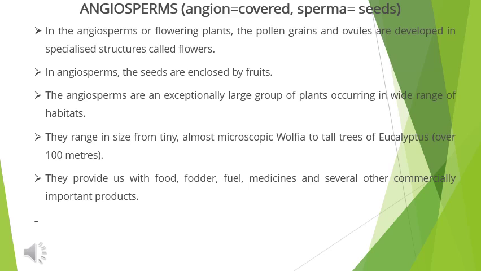So the microscopic Wolffia is also an angiosperm, whereas eucalyptus, having a size of 100 meters, is also present in this group. So this is the group that has wide variety, gives us food, fodder, fuel, medicines, and several commercially important products that are used for completing our needs.